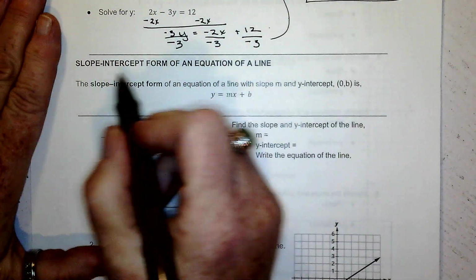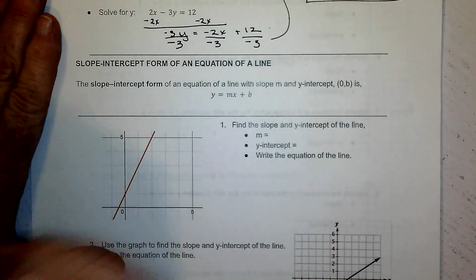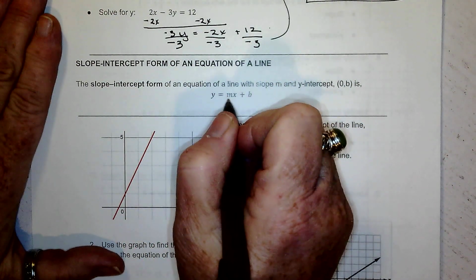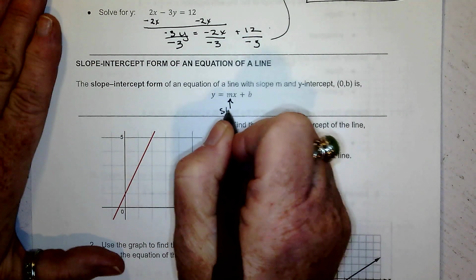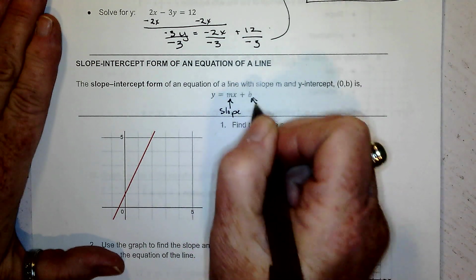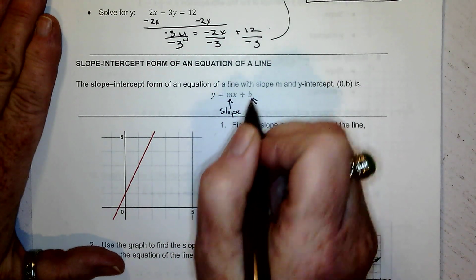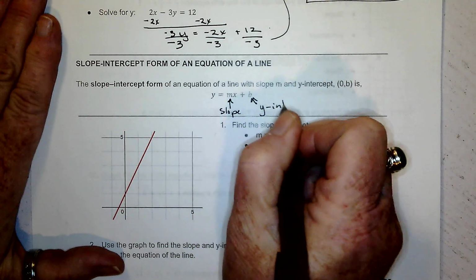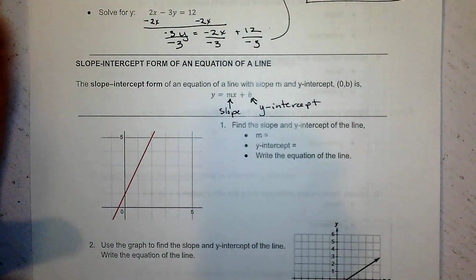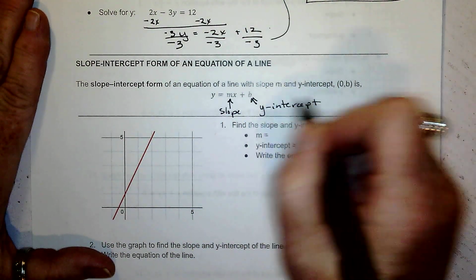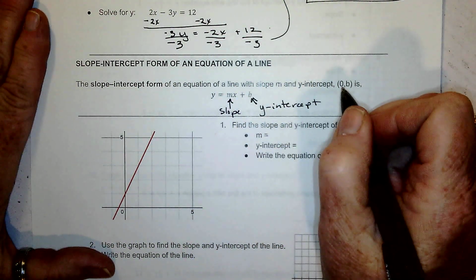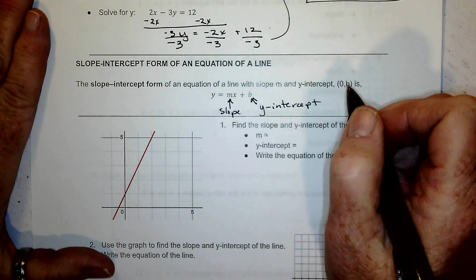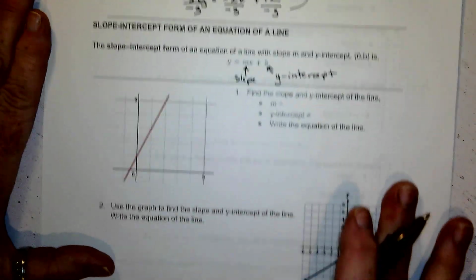So let's talk about slope-intercept form of an equation of a line. The slope-intercept form of an equation is where the slope is m, this is the slope, and the y-intercept, where the line is crossing the y-axis, is your b, and this is your y-intercept. Now every point on that line is an ordered pair. So the ordered pair for your y-intercept is where x is 0, which we've discussed before in our intercepts, and your b is your y-intercept.